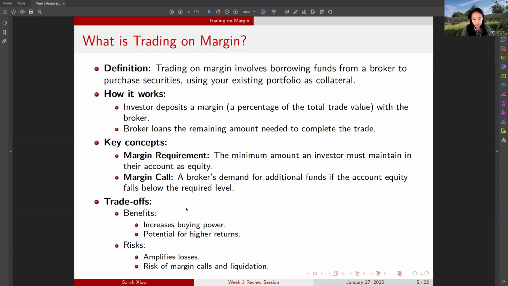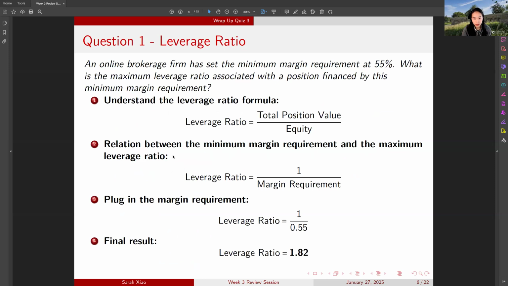All right, so that's the brief review. So let's jump into the questions we have for the week. Question 1 is about leverage ratio. An online brokerage firm has set the minimum margin requirement at 55%. What is the maximum leverage ratio associated with a position financed by this minimum margin requirement?